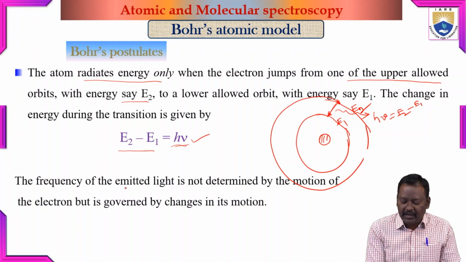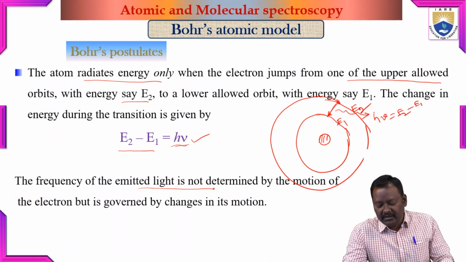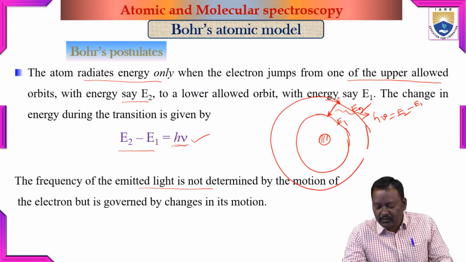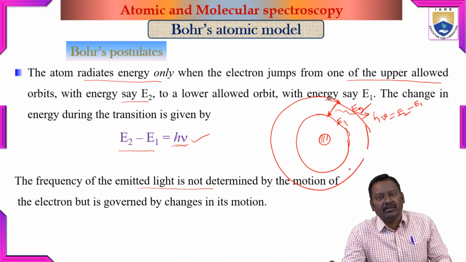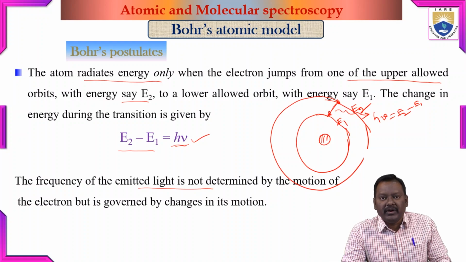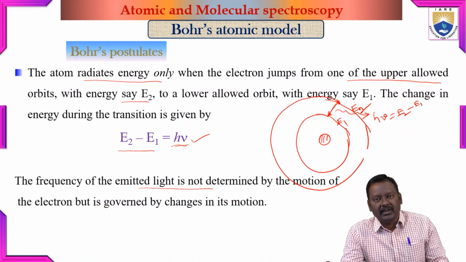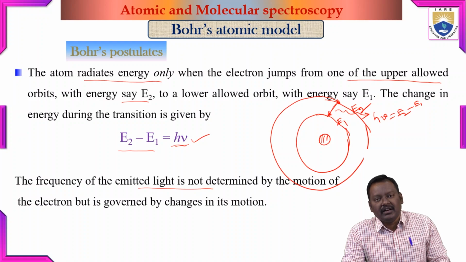But the frequency of emitted light is not determined by the motion of the electron, but is governed by the changes in its motion. Whenever the electron is moving in the constant orbits, it does not emit any radiation. It emits radiation only when it changes its orbit. These are Bohr's postulates. These three postulates are able to successfully explain the reason for the line spectrum, why the lines are in an orderly fashion, and what is the reason for the emission of radiation.